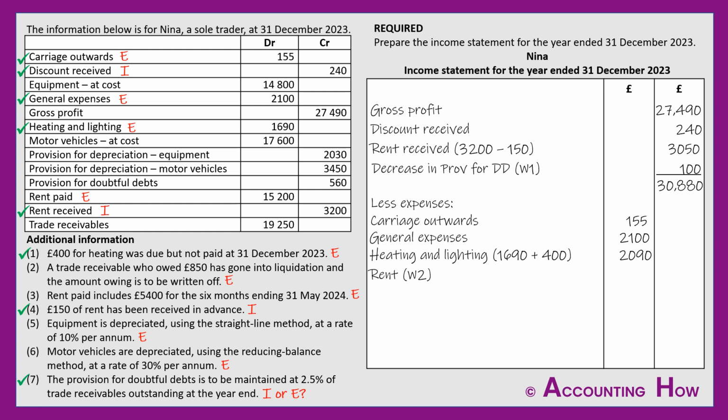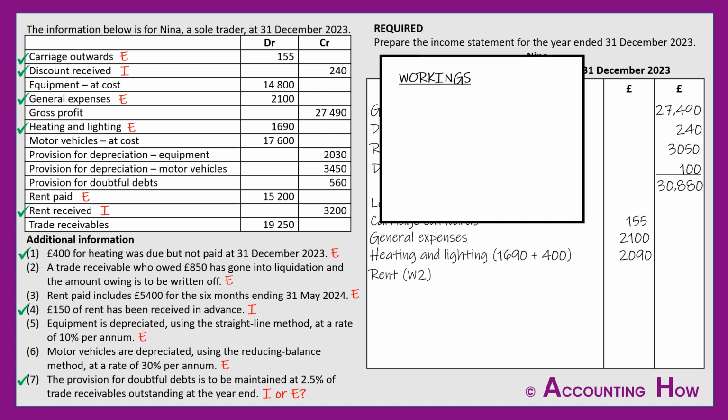Let me get another working box going. I'll put my narrative ready. So this is going to be for the rent. And you'll see now I've moved on to W2, working number 2. And in my workings then, let's see where we are. So if I go back to this item number 3, in that rent paid figure, it says that includes £5,400 rent for the 6 months ending 31st of May 2024. We're only doing her income statement up until the 31st of December 2023.